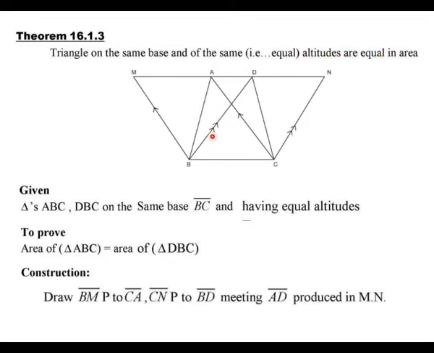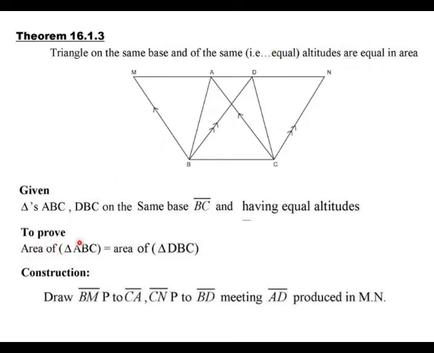In the diagram we are having two triangles. The first one is ABC and the second one is DBC. You can see both triangles have the same base BC. So read what is given. Triangles ABC and DBC are on the same base BC and have equal altitudes. What is to be proved? We have to prove that the triangles are equal in area.